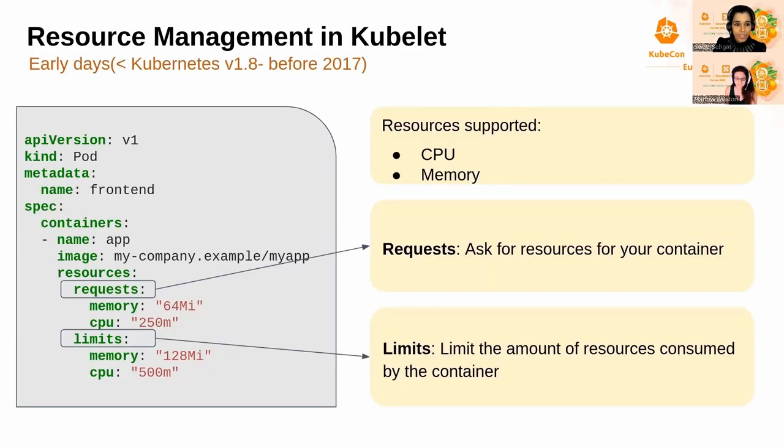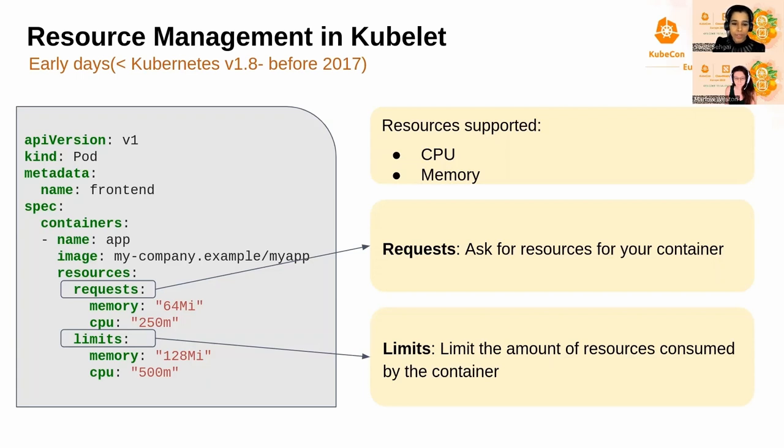So I want to take you back in time, early 2017, pre-Kubernetes 1.8 release, and show you how the landscape looked like from resource point of view. At this point, we have CPU and memory as the only two native resources supported. Requests and limits that you see highlighted here are mechanisms Kubernetes uses to control these resources. Requests are what a container asks for and is guaranteed to get.